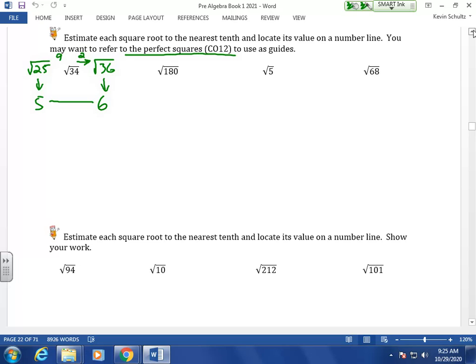So because it's closer to the root of 36, is it going to be closer to 5 or closer to 6? Closer to 6. And here's where we get to estimate. Maybe it's 5.7. Maybe it's 5.8. Perhaps it's even 5.9. But if you were to put 5.5 down as an answer, I wouldn't accept that as correct because it's clearly closer to 36. And 5.5 is right in the middle, and it's not there.